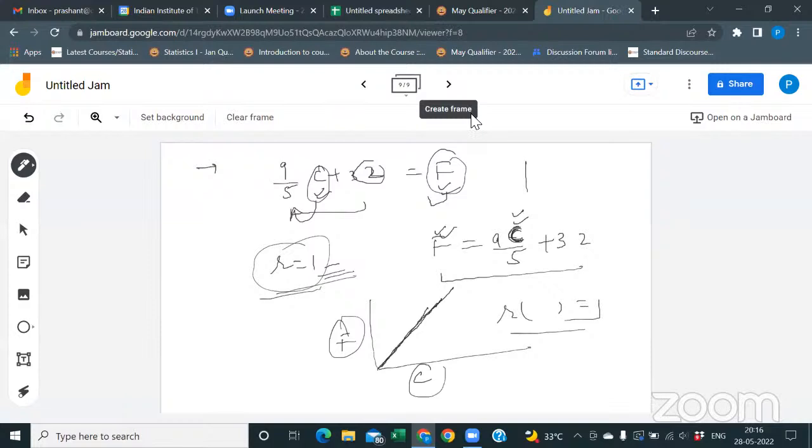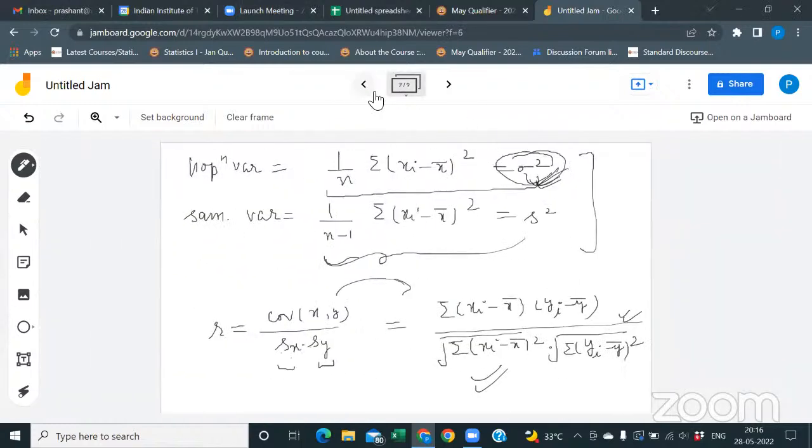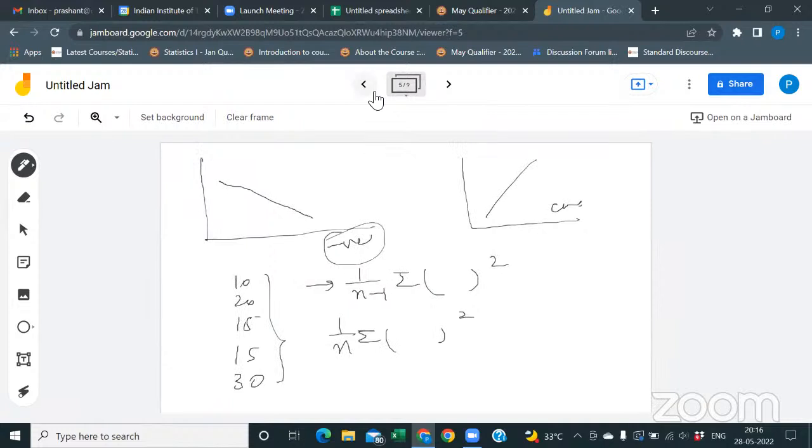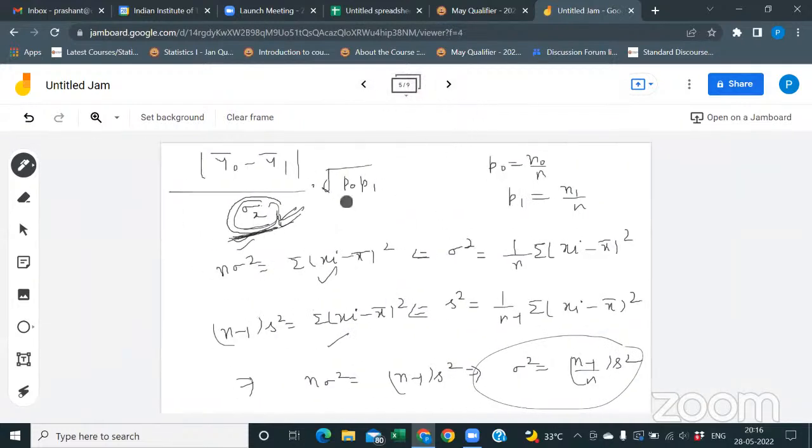Sir, in the point biserial coefficient, madam talked about the square root of the proportions, P0, P1, and about sample correction, 1 by n minus 1 for one proportion and 1 by n for the other proportion for a sample. Yes, for a sample the formula will be changed. So just use the population concept. It will be simpler for you also.